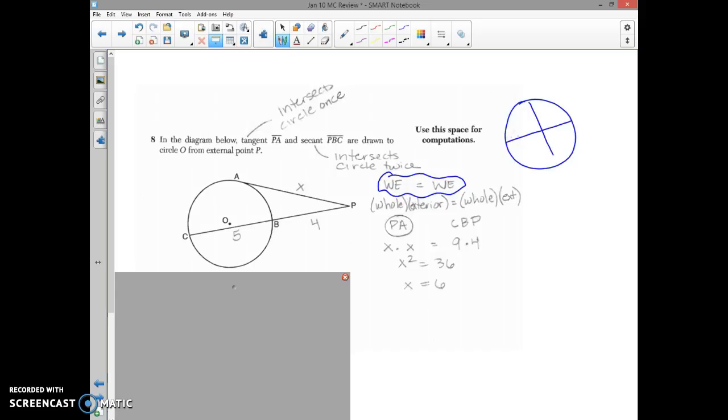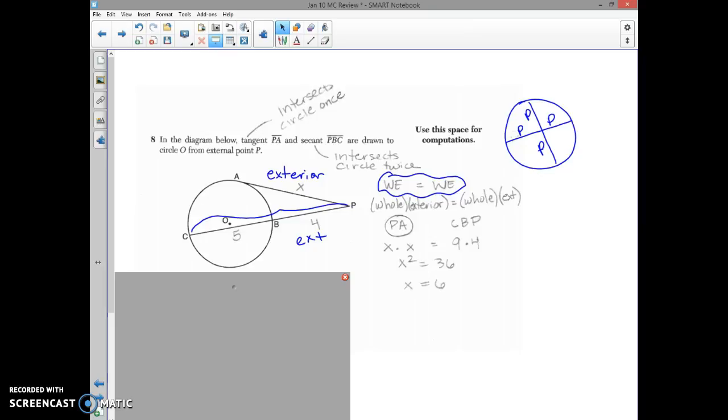The pee-pee is when you have a piece inside. And actually there's 4 pieces inside when 2 chords intersect inside of a circle. This is actually the wee. This is the exterior pieces. And this is also exterior, and then this is the whole thing. That's the trick for a lot of these questions.